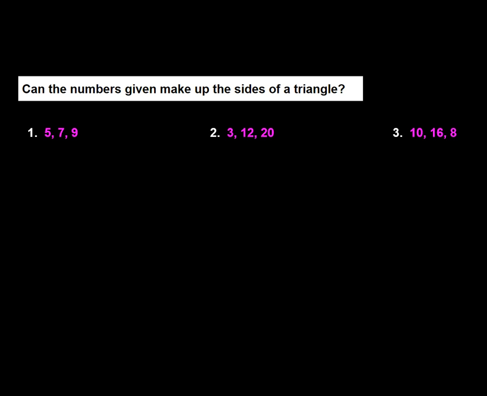So here are 3 problems to check, and the answer is a simple yes or no. Can these 3 lengths make a triangle? In the first one, the two smaller lengths, 5 and 7, does that add up to more than 9? 5 plus 7, is that more than 9? Yes. So yes, we can make a triangle here. In the second problem, the two small lengths, 3 and 12, does that add up to more than 20? 3 plus 12 is more than 20? No, that's not right. So no, you cannot make a triangle here.